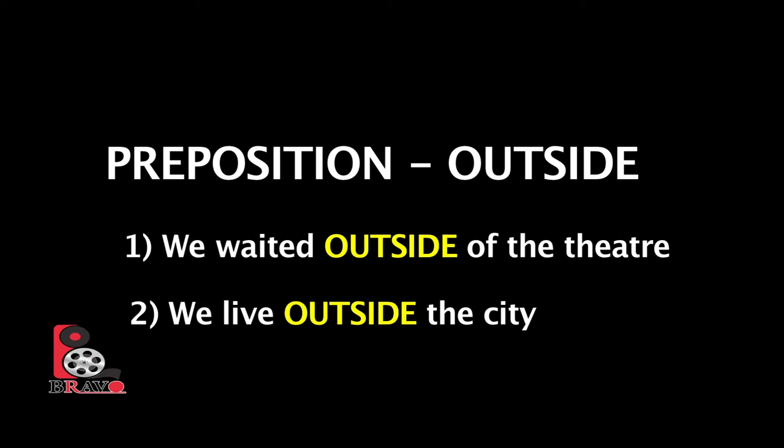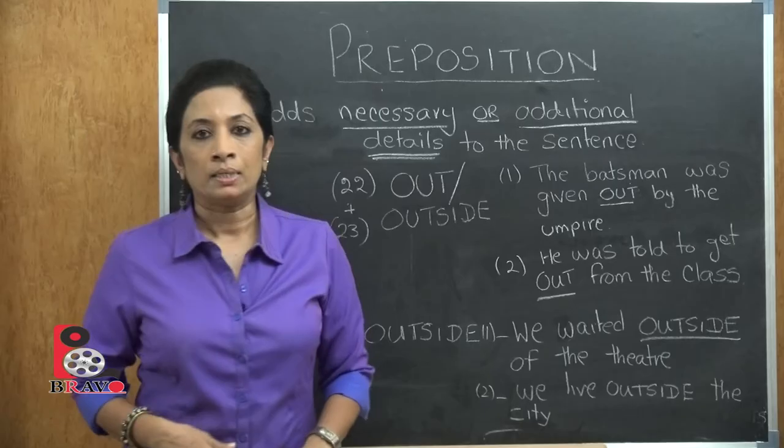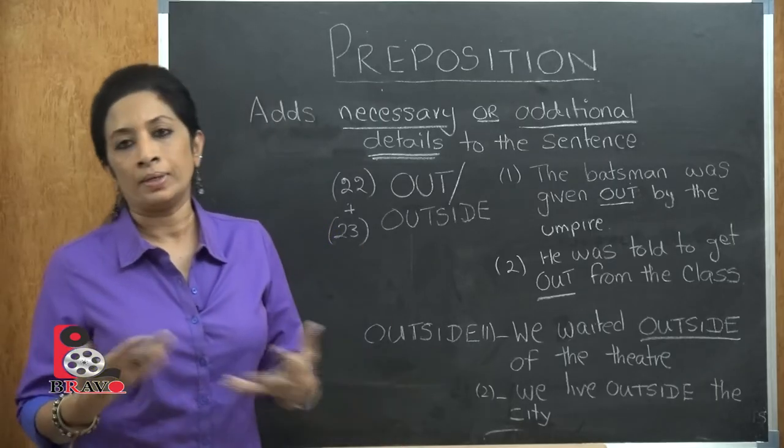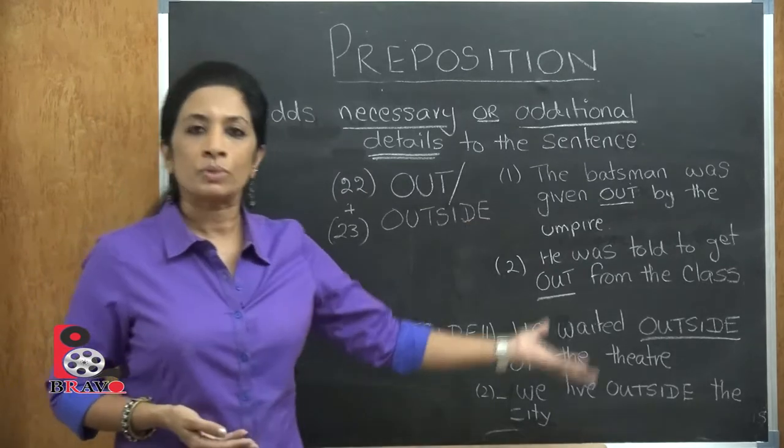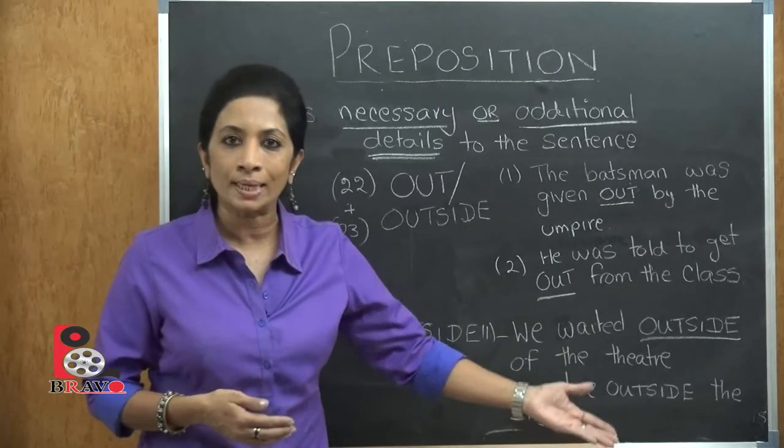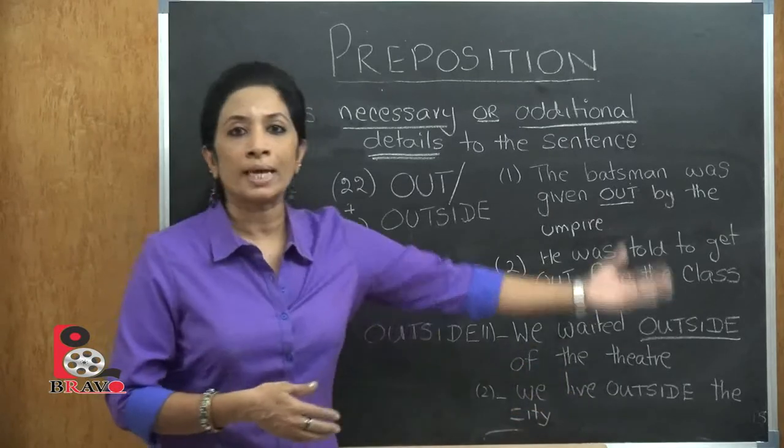It is out, but it's not out, it's outside. So he's waiting away from the theatre but outside the theatre. We lived outside the city. So when people ask, where do you live, in the city or outside the city? No, we live outside the city. So it's away from the city, which is out of the city, but outside of the city.